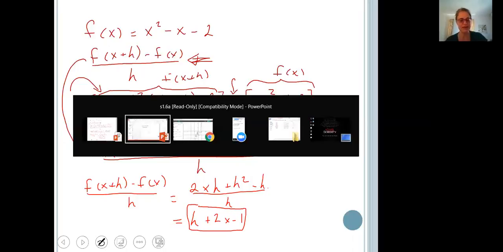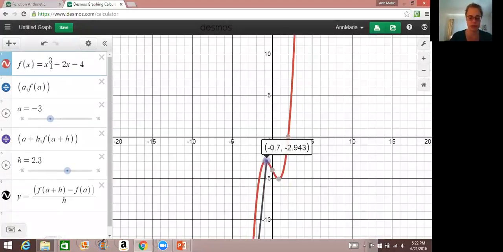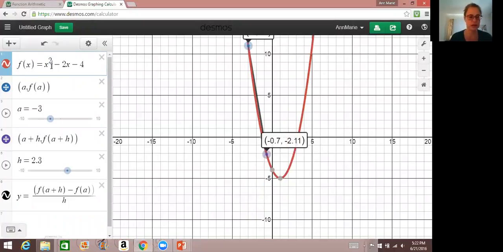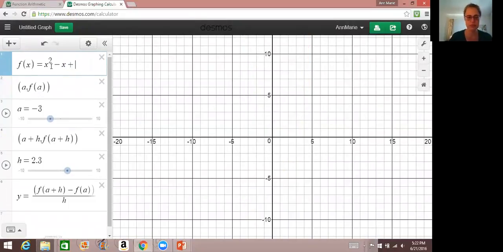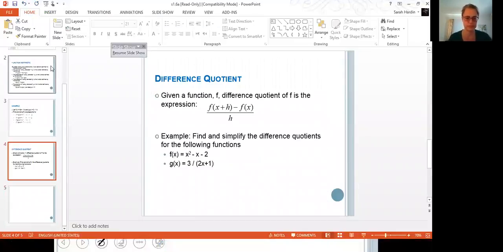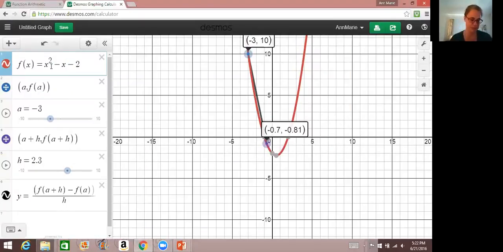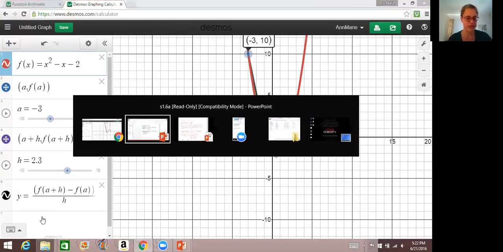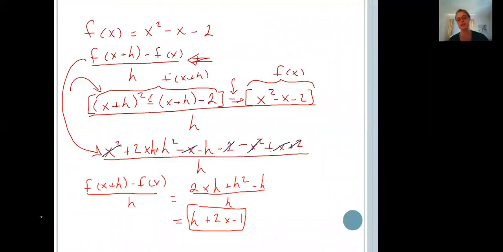Okay, if I were to go back out to Desmos and reset my function so that it is what I'm working with, which is x squared minus x minus 2. Because Desmos is Desmos, I had to use an a instead of an x. But let's go look at what I got. I got h plus 2x minus 1.